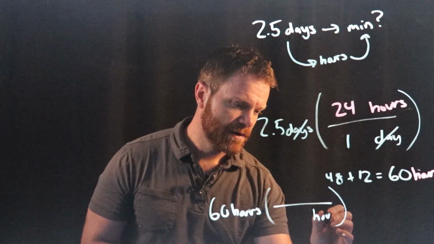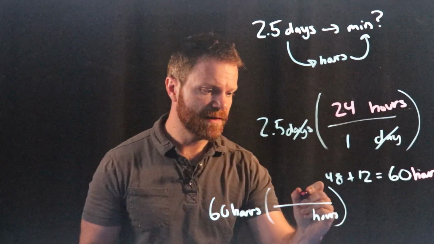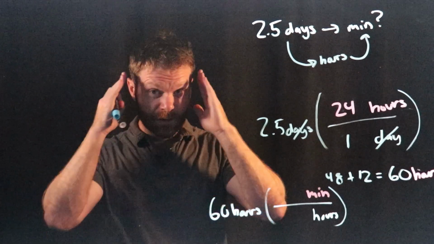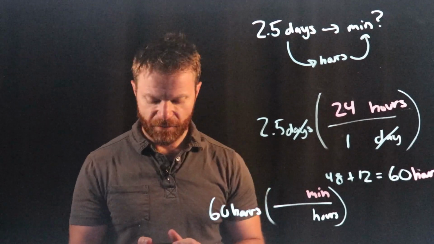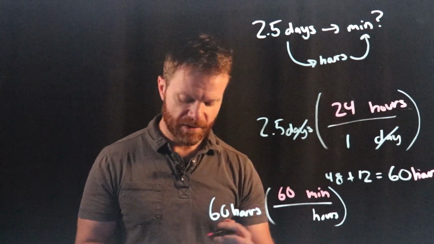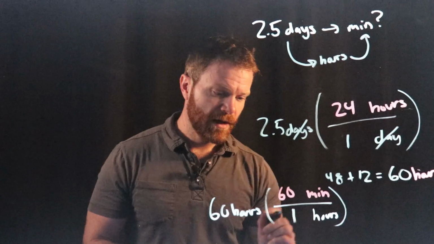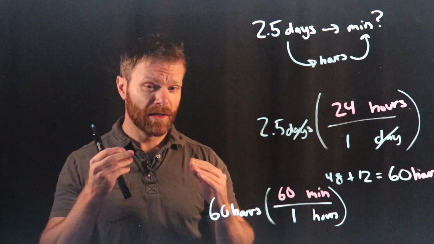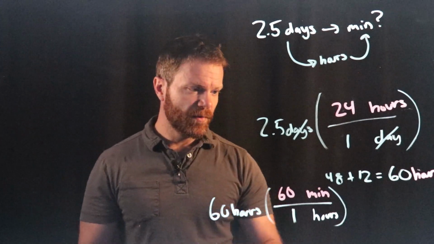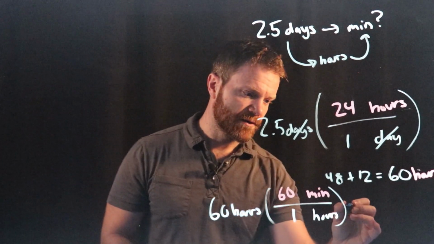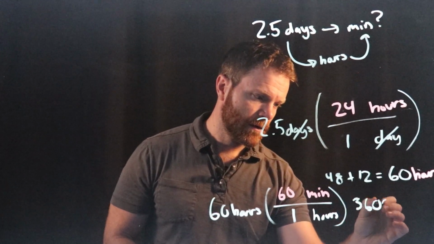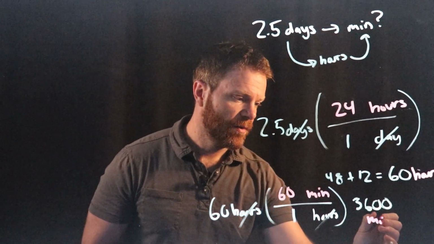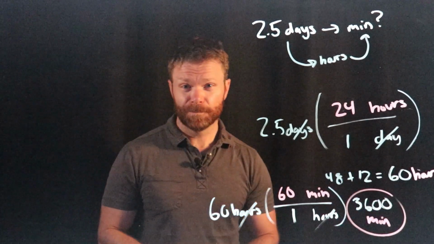We want to get rid of hours. That goes on bottom. We want to go to minutes. That goes on top. Now we think about the relationship between these two things. There are 60 minutes in every 1 hour. So 60 goes on top and 1 goes on bottom. And I should be able to speak it as a sentence. There are 60 minutes in every 1 hour. 1 hour contains 60 minutes. Perfect. Okay, so now we have a simple math problem. 60 times 60 is 3,600. And then hours cancels with hours and leaves us the final value, minutes. And that's my final answer.